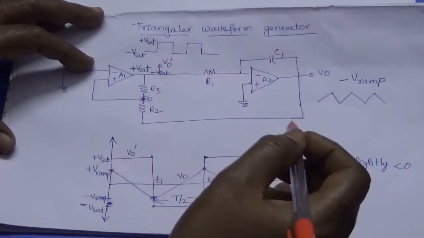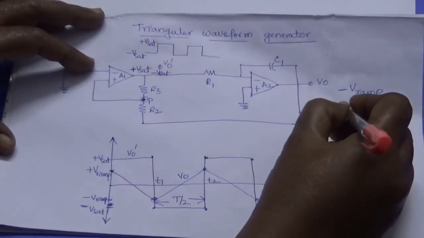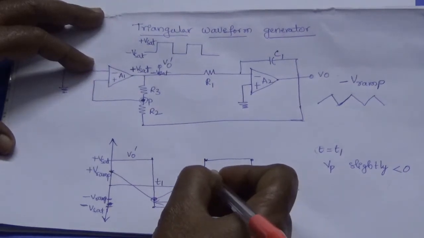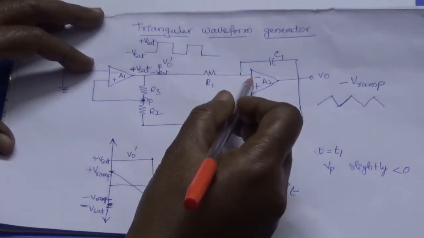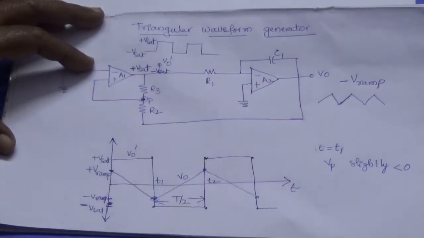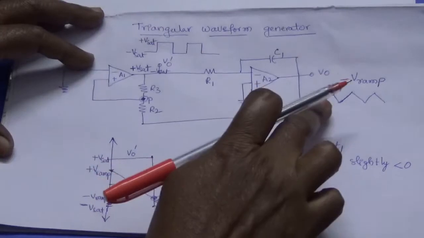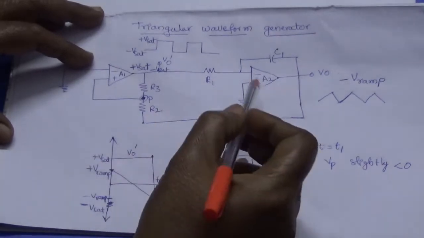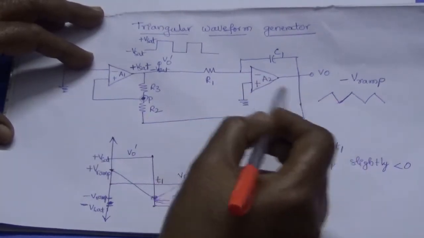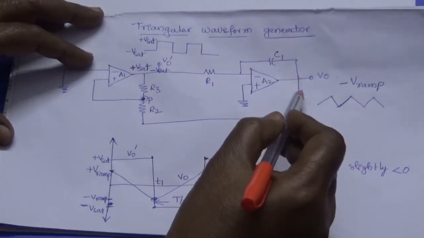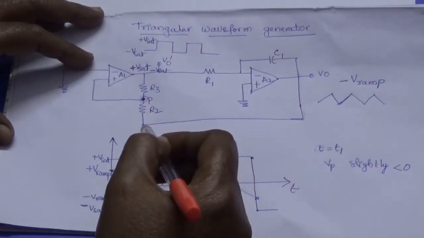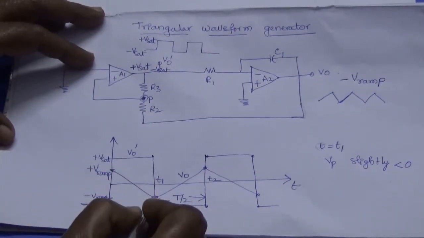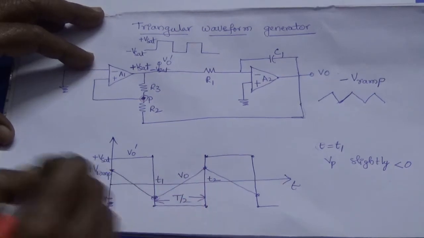When it goes as input, then it will give a positive going ramp. Why? Because we are giving the input to the inverting terminal, so if the input is positive, the output becomes negative. So that we have to remember. So if it is producing a positive going ramp, then my feedback will be plus V ramp, that is the ramp voltage at the positive peak.